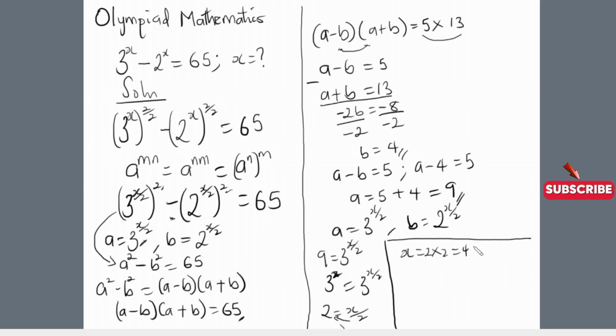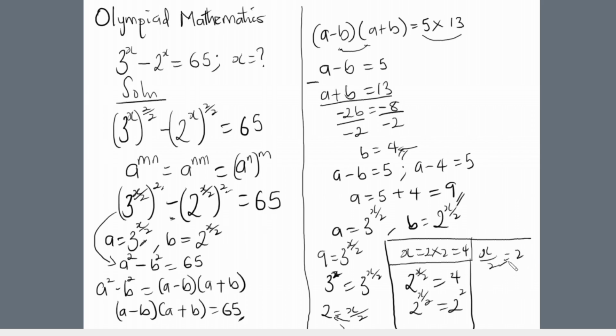That's the value of x, but we can also check with b. We said b is 2 to the power of x over 2. And from calculation, b is equal to 4. So 2 to the power of x over 2 is equal to 4. 4 is 2 squared, so this is 2 to the power of 2. Equate the powers of 2, which is x over 2 equals 2. So now if we cross multiply, x will be equal to 2 times 2, which means that x is equal to 4. So we've gotten our value of x, and this is the final solution for this Olympiad maths question.